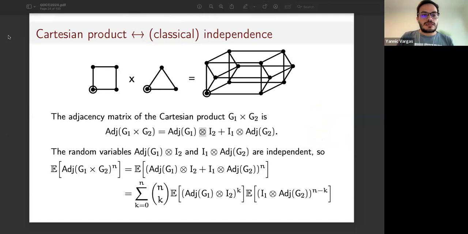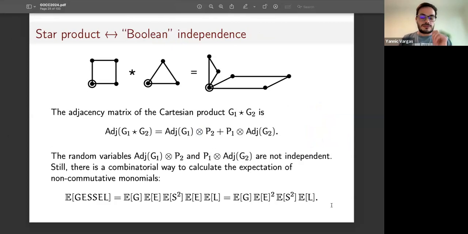Now let's look at another more elaborate example, which is the star product.